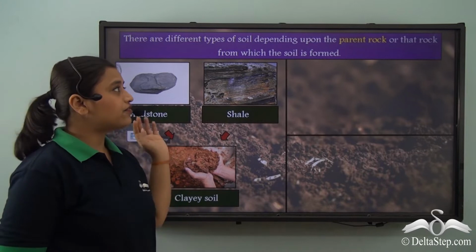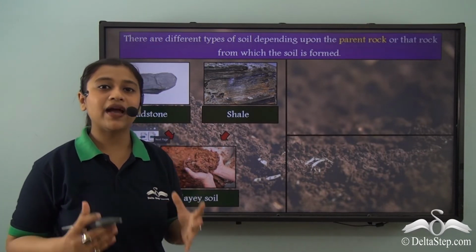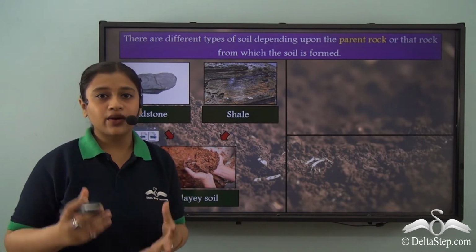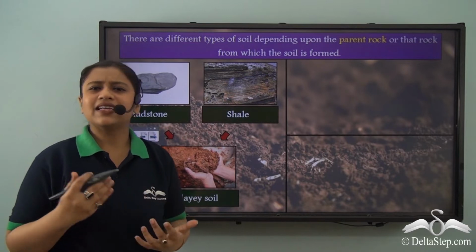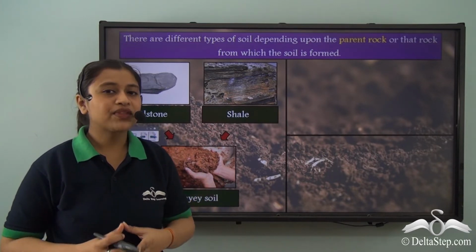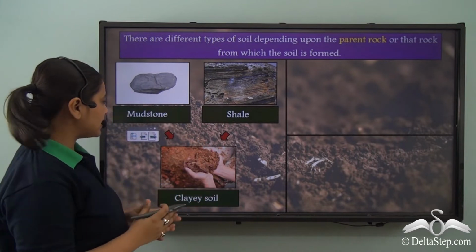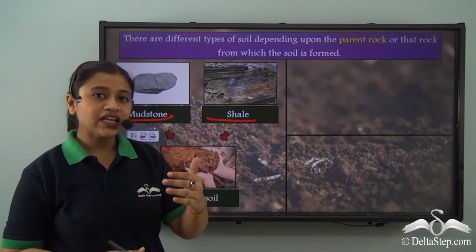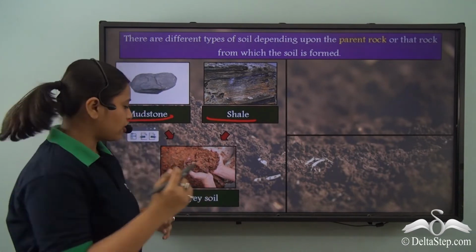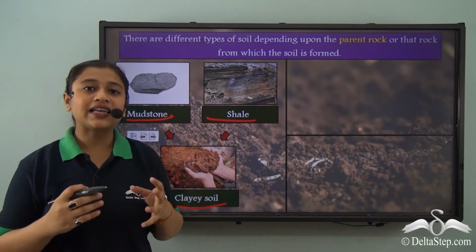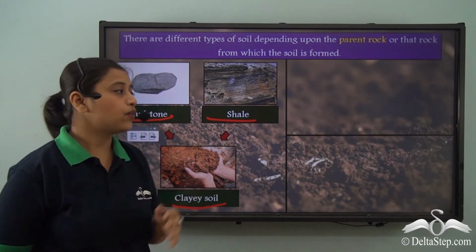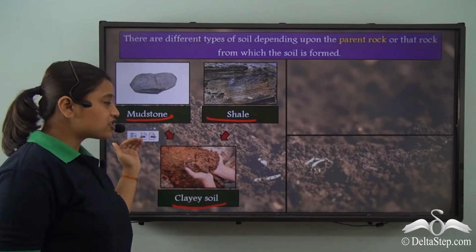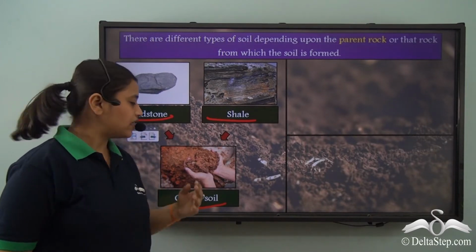Let's take a look at the first important factor, that is the parent rock. You must have heard or seen that pottery making requires clay soil. But where exactly does this clay soil come from? If you take a look here, we see that mudstone and shale, both after weathering and erosion, lead to the formation of clay soil. Therefore, clay soil is a result of the weathering and erosion of these two rocks. Here we can say that mudstone and shale are the parent rocks of clay soil.